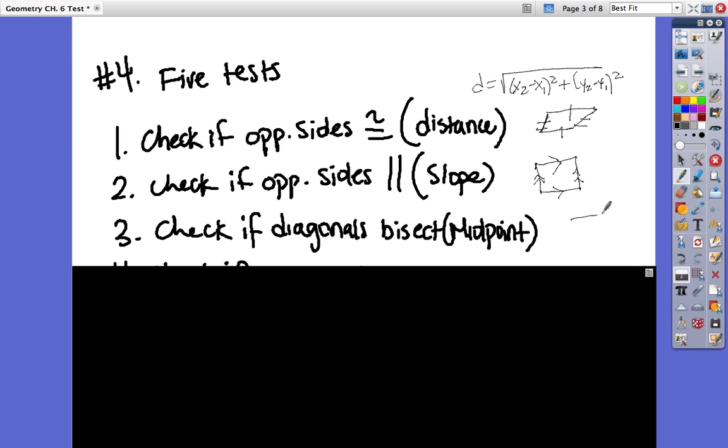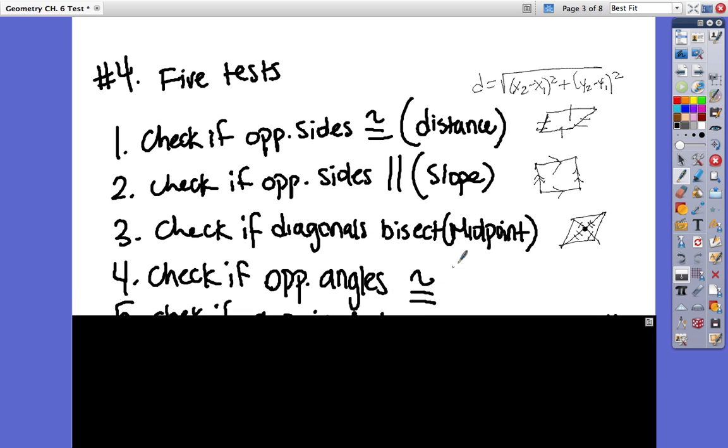Third, you must check if diagonals bisect, and the way you do that is by using the midpoint. So, if you have a quadrilateral and the diagonals bisect each other, then it is a parallelogram. The way you check it is by using the midpoint. So, the midpoint will show you where the diagonals bisect.